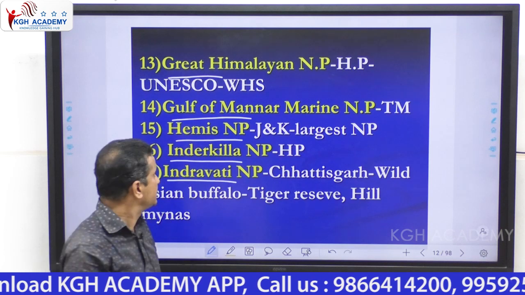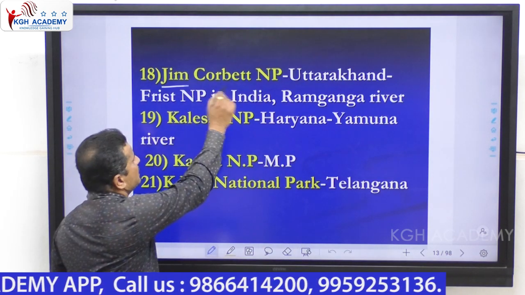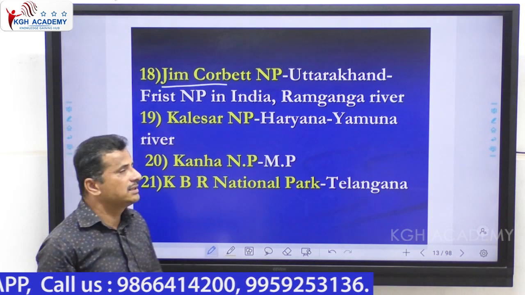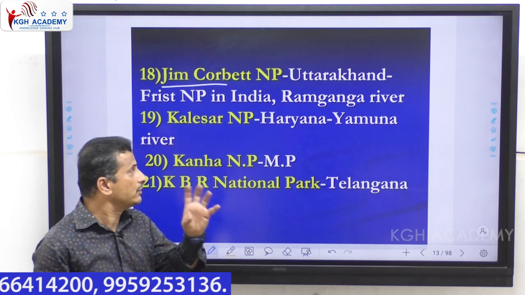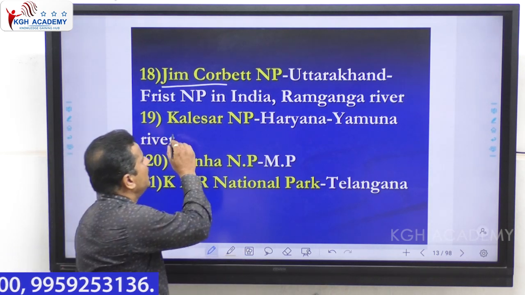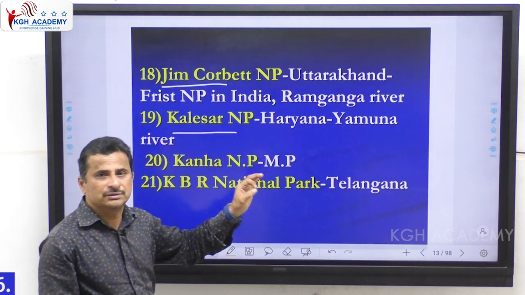Next, Jim Corbett National Park, Uttarakhand. This is the first national park in India. The Ram Ganga River flows through this national park. And Kalesar National Park, Haryana, where the Yamuna River flows through.